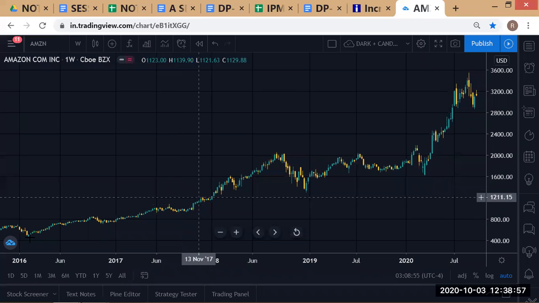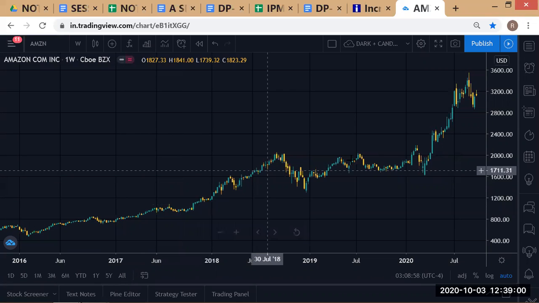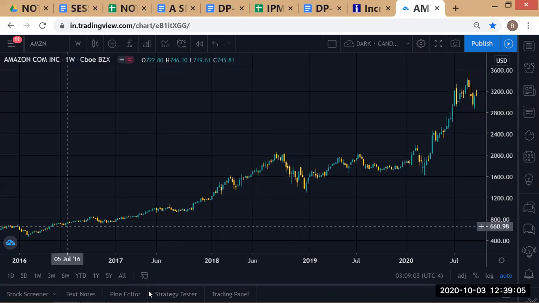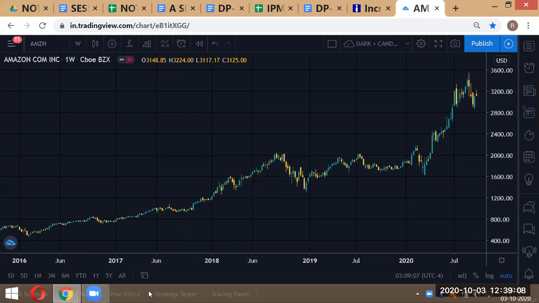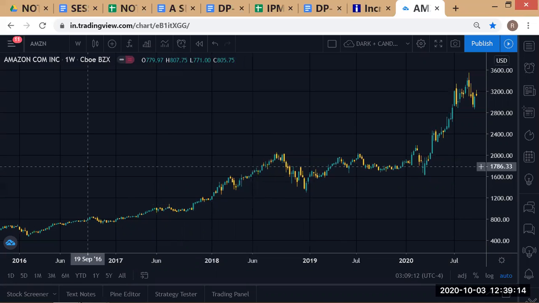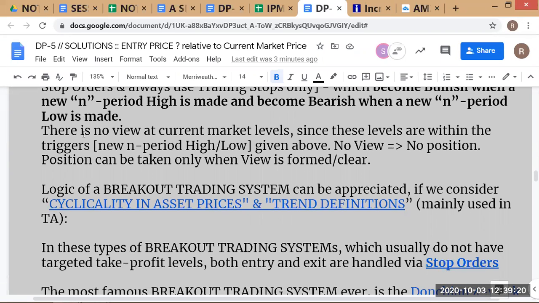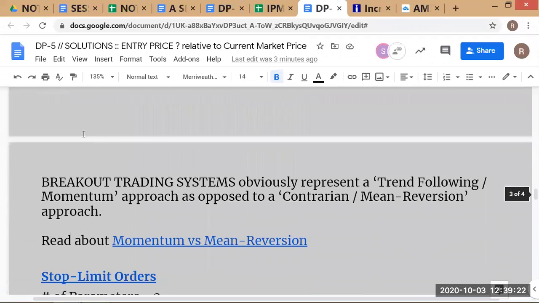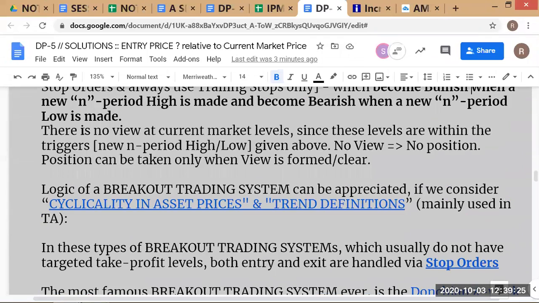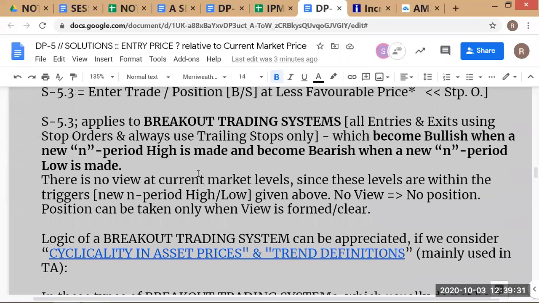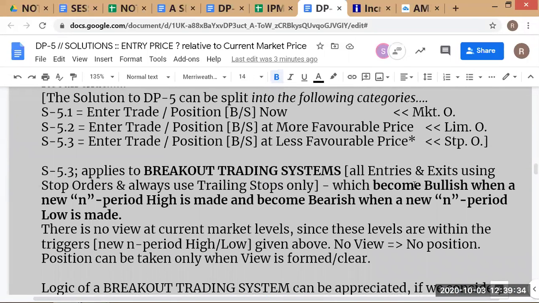So you can use it to pyramid like this also, or you can just keep 1 unit. Let's understand it easily with 1 unit. You have to remember that the exit is also based on the Donchian trading rule. You can read about it there, but basically the Donchian trading rule is to enter when a new 4-week high is made and exit when a new low is made. If you apply the Donchian 4-week trading rule here, N is equal to 4 weeks.